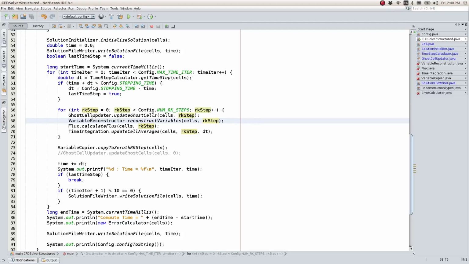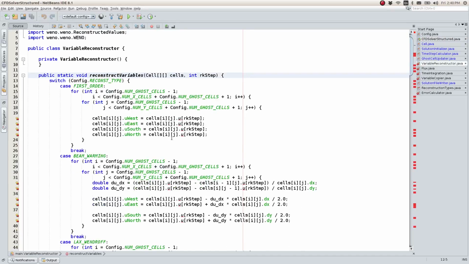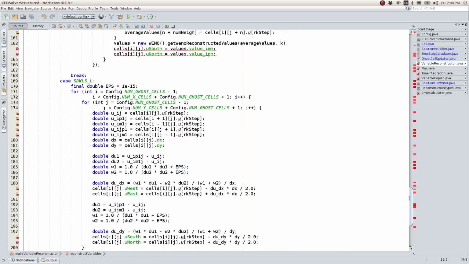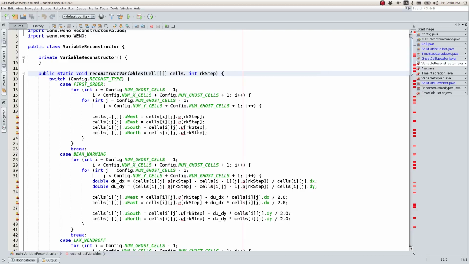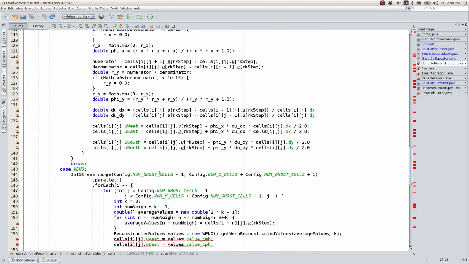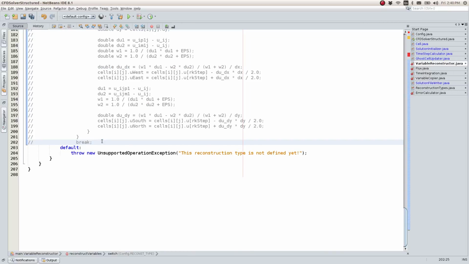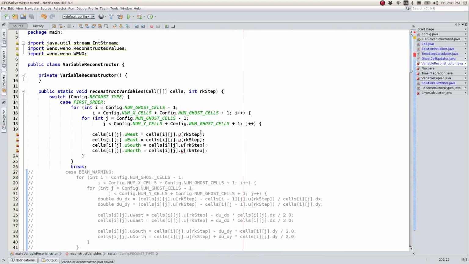Okay, so let's continue with variable reconstruction. So now each of the variables has to be reconstructed, and whoa, this full page looks like it's full of errors. Oh my god. Okay, so let's take one step at a time. Let me get rid of all of this, that is, comment it out, and now I have to deal with only these 4 things.